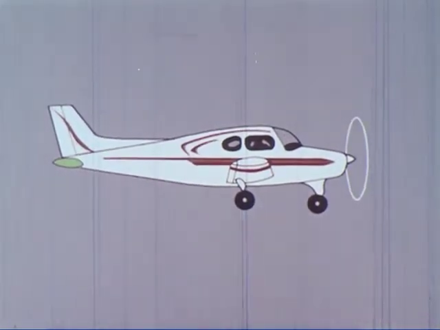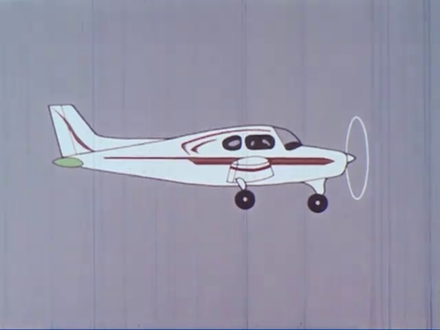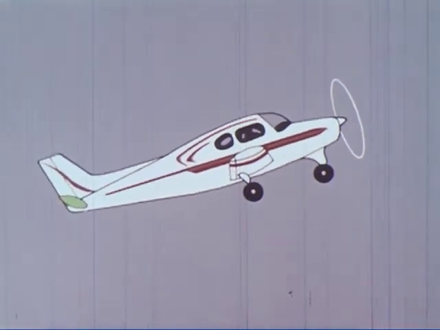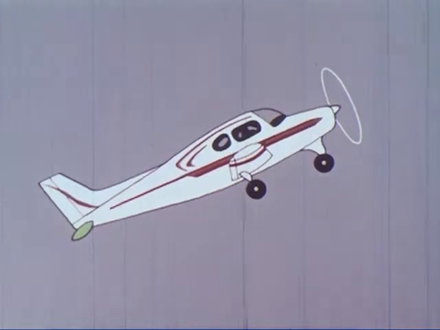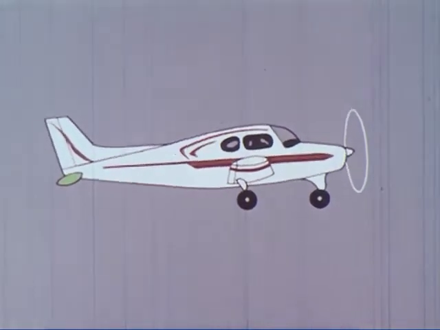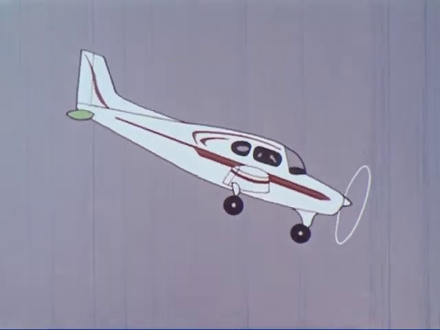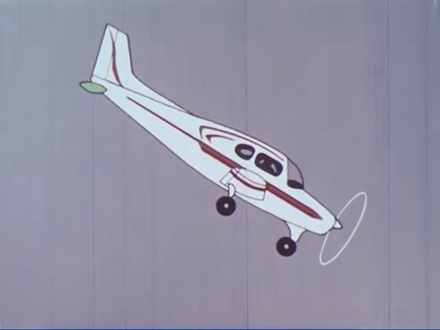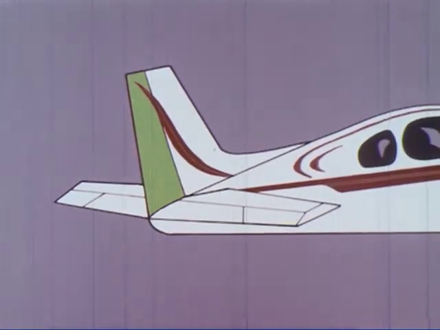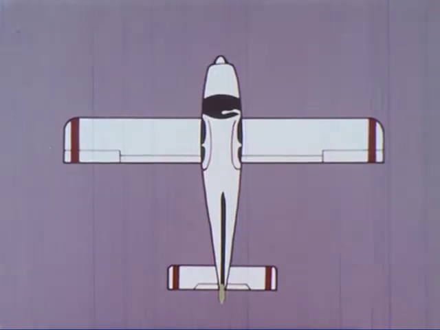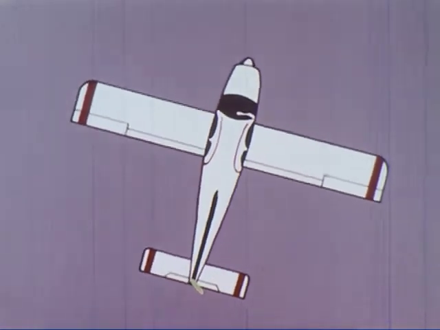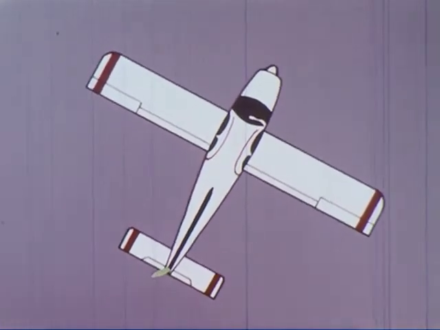When the elevators are moved up, the tail of the airplane is pitched down, nose up. The airplane will climb. When the elevators are moved down, the tail is raised, the nose lowered, and the airplane descends. The rudder at the rear of the vertical stabilizer swings left or right, moving the tail to the right or left.